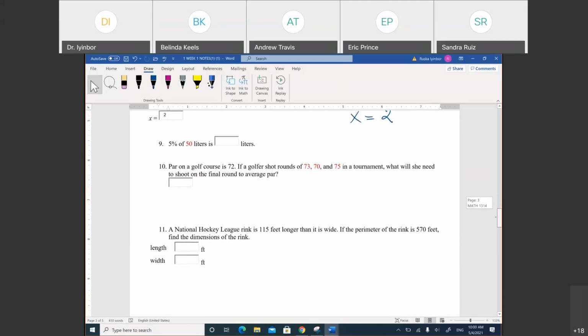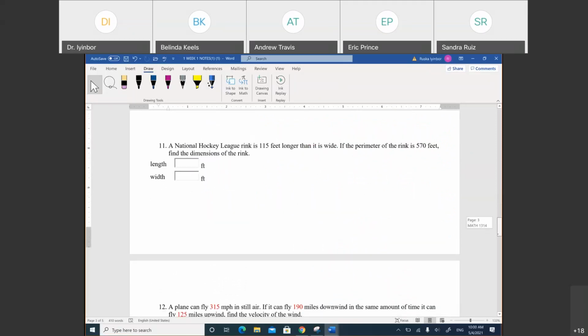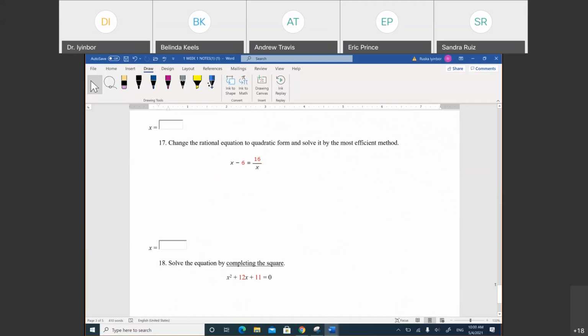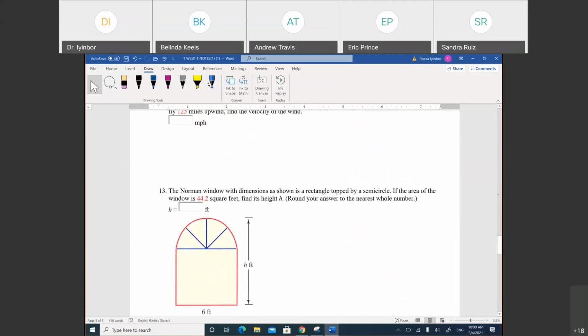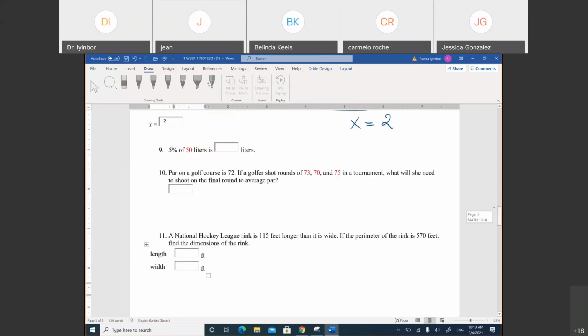Okay, no questions. So the next one is we have a little word problems. And then after that, we have quadratic equations. So the next few questions, we're going to solve by reading them. When you have a word problem, you have to read it many times so you understand it. And then after that, you're going to set up an equation and solve that equation.